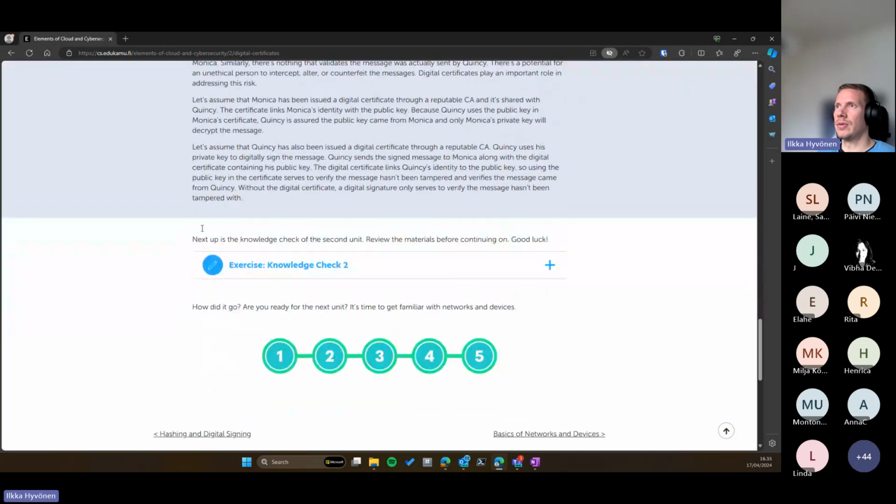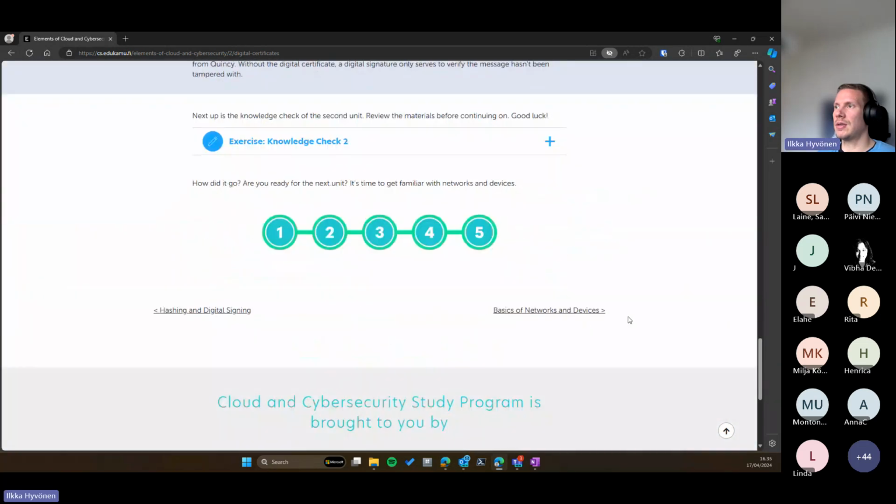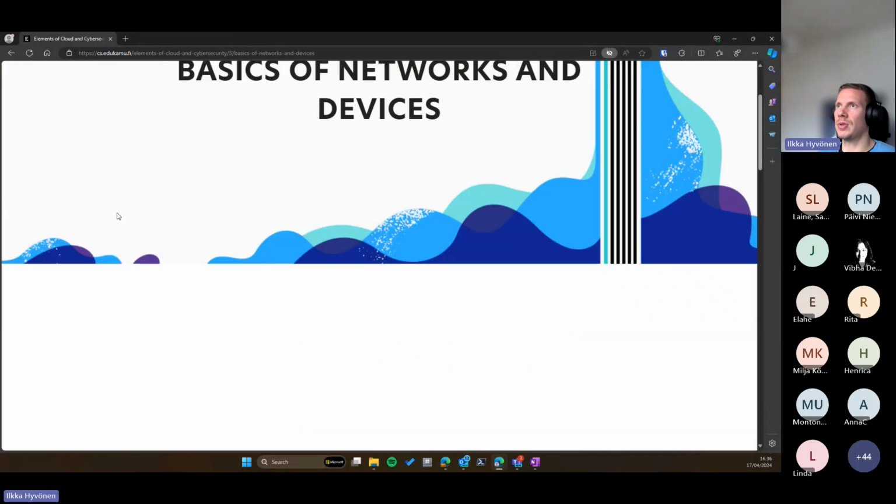Yeah, it's good to understand these digital certificates as well. It's very common, at least related to this communication encryption.